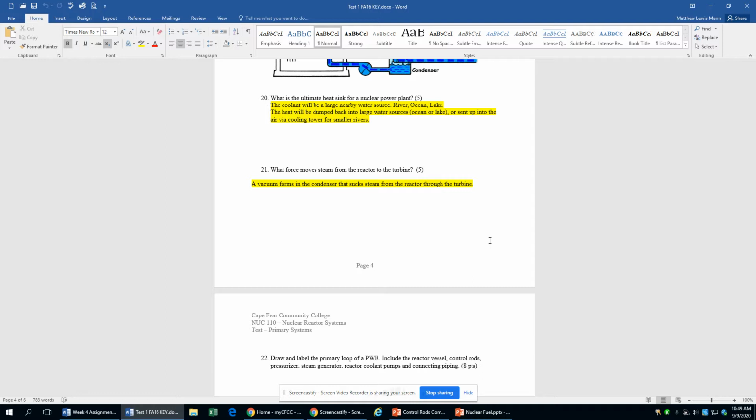Then here's the second part of that question. So what force moves steam from the reactor to the turbine? We're going to have a vacuum in the condenser, and nature does not like vacuums. So we have 1,000 pounds of pressure in our reactor, and we see a vacuum in the condenser. Well, that 1,000 pounds is going to do everything it can to get to that vacuum. And one of the things that it has to do to get there is to spin the turbine. So that's what's actually moving the steam from the reactor to the turbine.